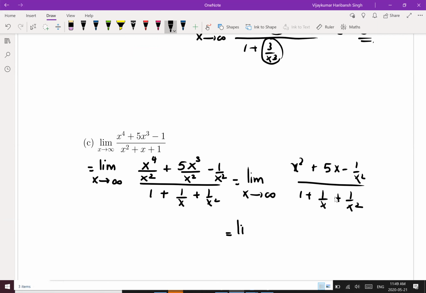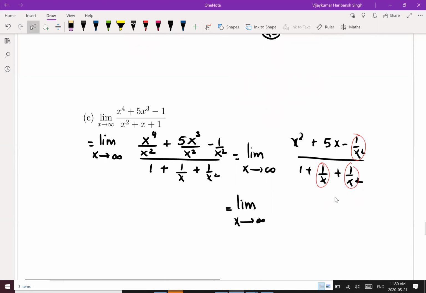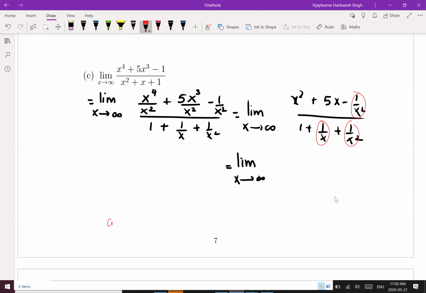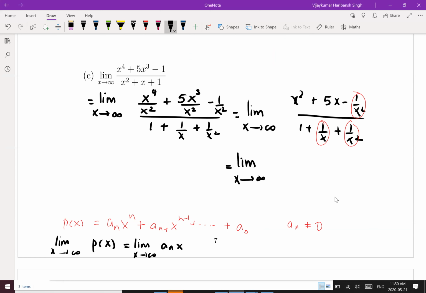Now these terms will go to 0. But x squared plus 5x, where does that go as x goes to infinity? Whenever you take the limit of a polynomial as x goes to infinity, the limit will be the limit of the leading term. What do I mean by that? Suppose I take a polynomial p of x with leading coefficient an, and an is not 0. In that case, the limit as x goes to infinity of p(x) is the same as the limit as x goes to infinity of an x to the n. You can basically ignore the other terms because this is the dominant term. It will decide where the whole thing goes.